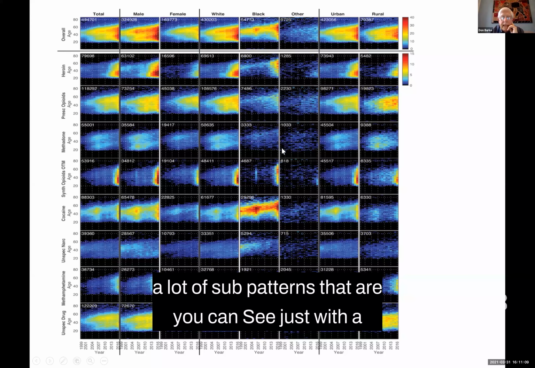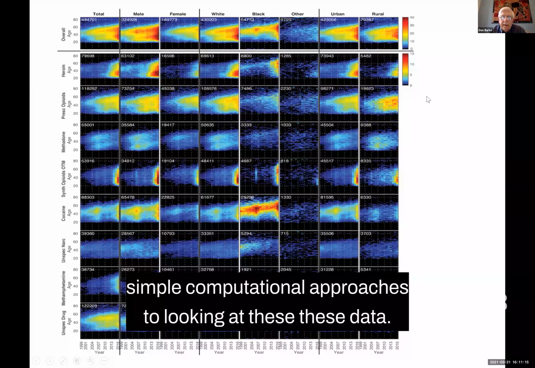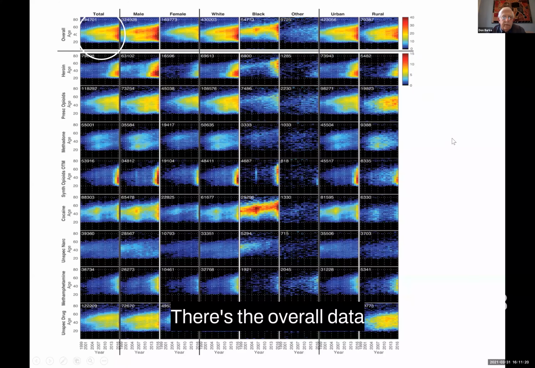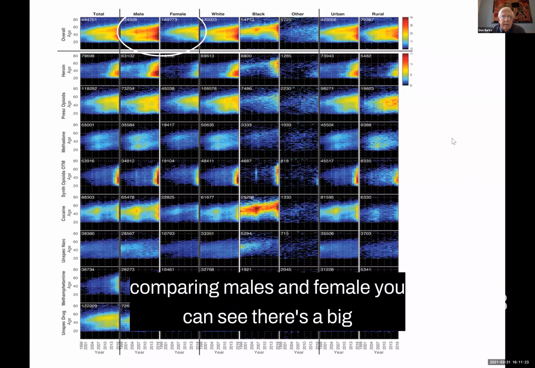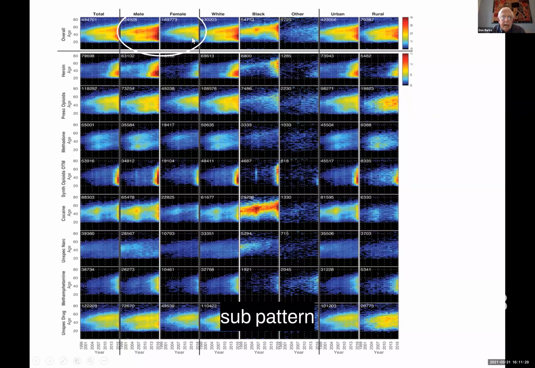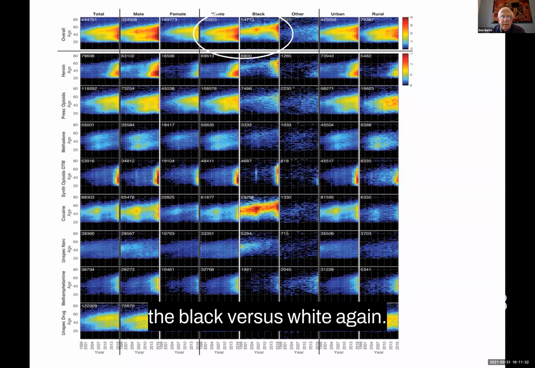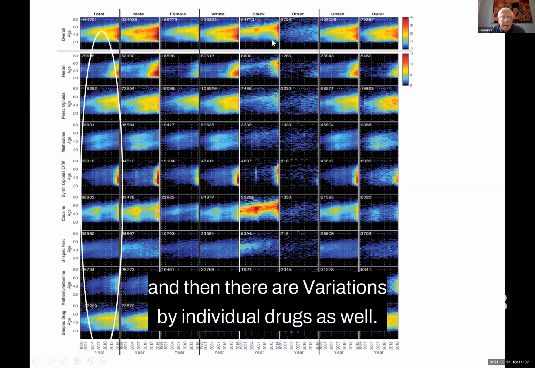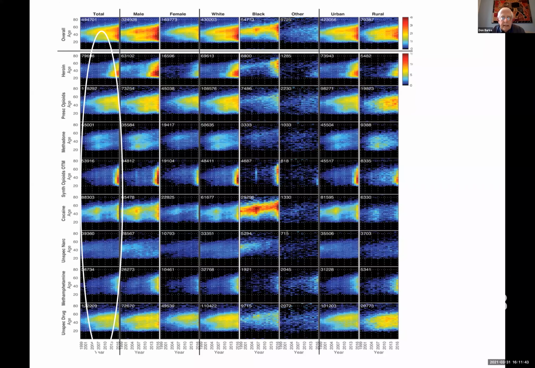And there are a lot of sub patterns that you can see just with simple computational approaches to looking at these data. There's the overall data comparing males and females. You can see there's a big difference in that the females don't have the younger age sub pattern. The black versus white, again, the black population has less of the sub pattern. And then there are variations by individual drugs as well. So it's a complicated epidemic, and this is a simple way of looking at everything together.